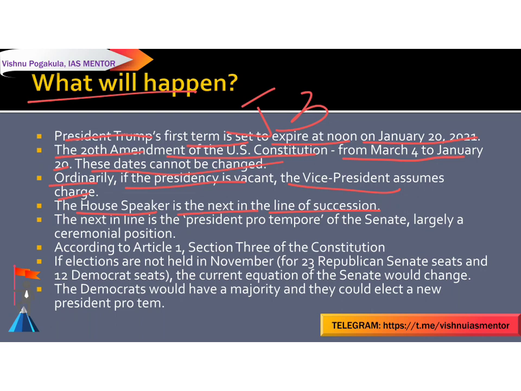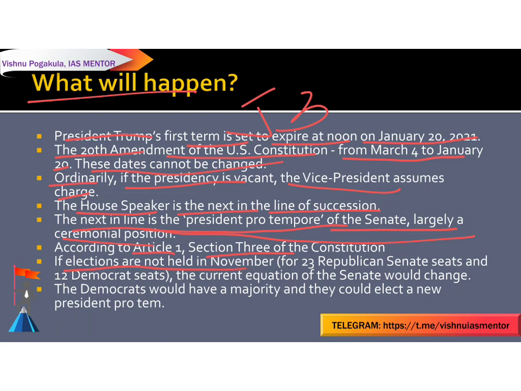After that, next in line is the president pro tempore of the Senate, largely a ceremonial position. According to Article 1, Section 3 of the Constitution, the vice president is actually the president of the Senate, and the Senate should choose a president pro tem to act in the absence of the vice president. Who is the president of the Senate? The vice president. If there is no vice president, who should take up the charge? The president pro tem, who should act in the absence of the vice president. This is according to Article 1, Section 3 of the US Constitution, so the next in line is the president pro tempore.